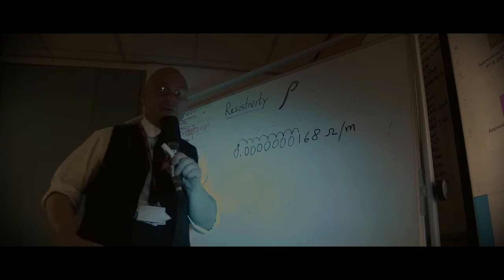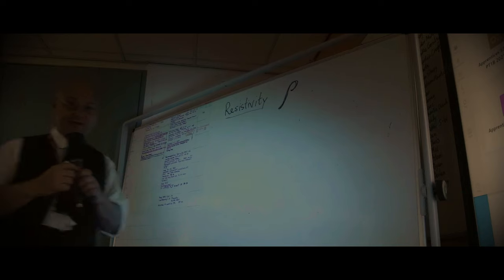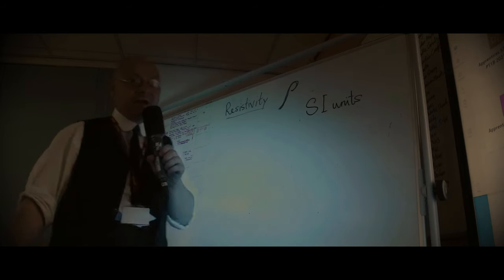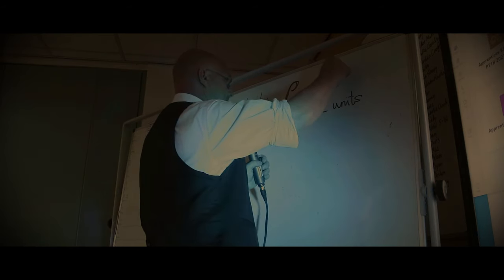Resistivity is the Greek letter rho, and that is the system international, the SI unit for resistance of a material. This is what we also covered in the last lesson, a recap of SI units. So resistivity, ohm meters. Okay? And what does that mean?